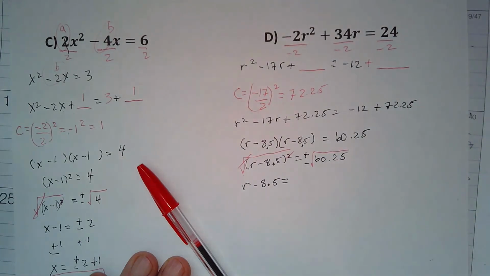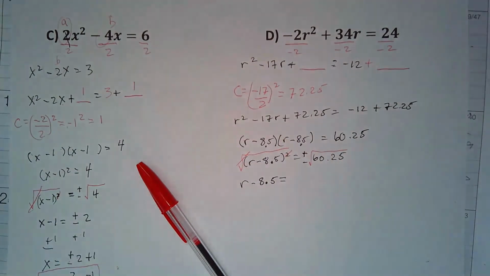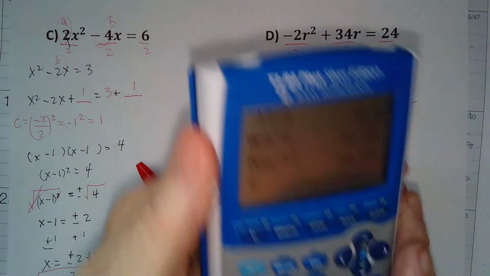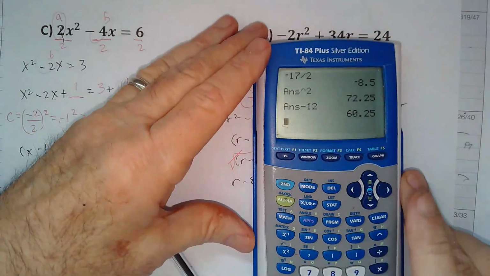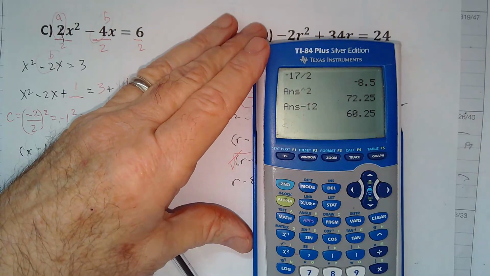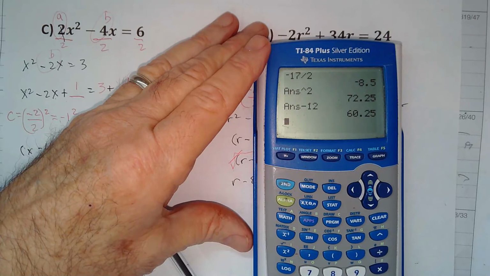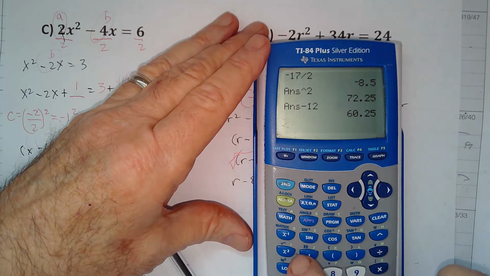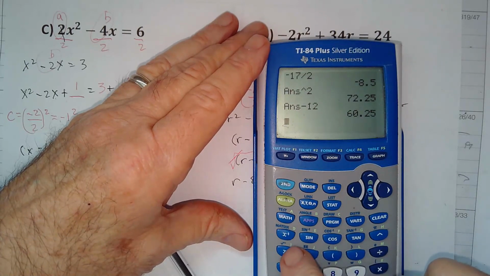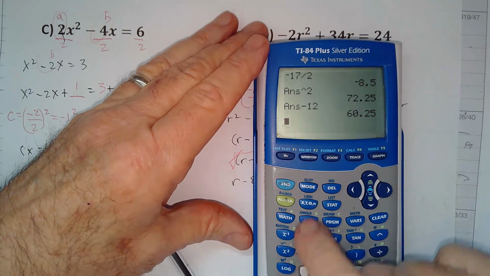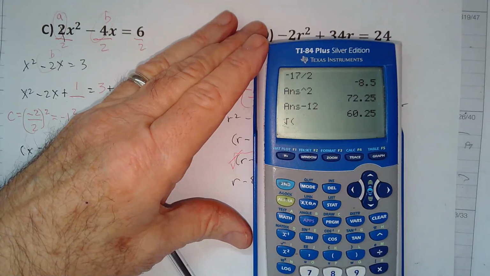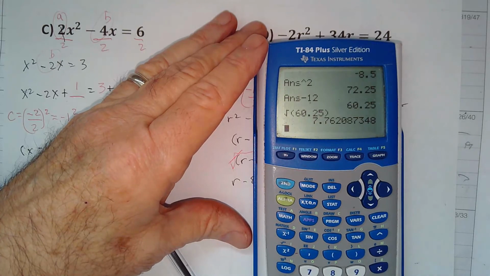So what is the square root of 60.25? I'm going to have to find out what that is. Let's take the square root. I'll hit second, square root, and put in 60.25. Enter, and I get this long number.